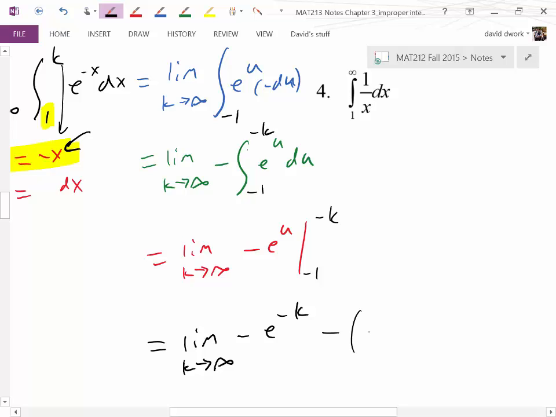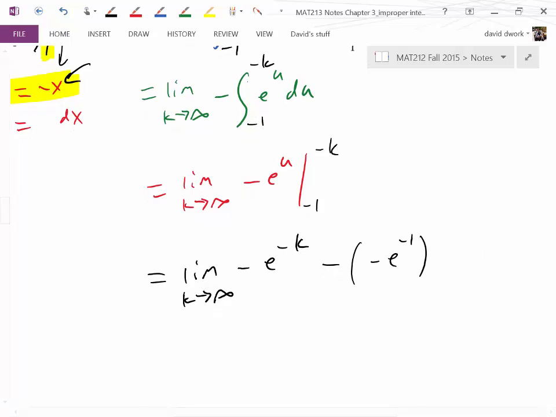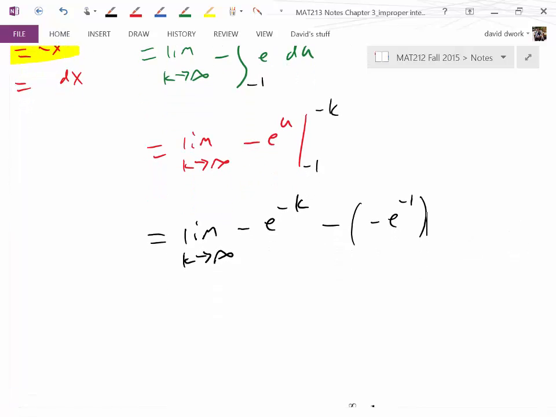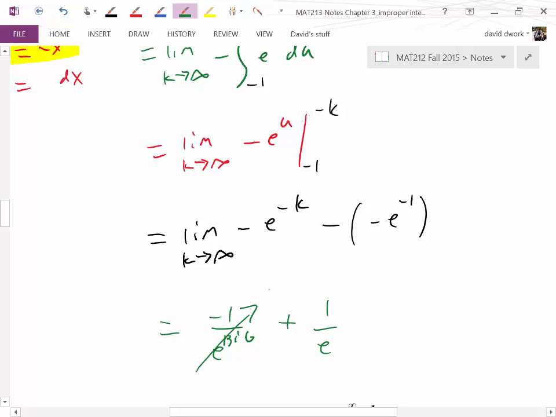Minus a -e to the -1. That might look familiar. Looks somewhat similar. So now this is going to end up being -1 over e to the big, for the exact same reasons we did before, minus a positive 1 over e. And look at that. It's amazing. It ends up being 1 over e.